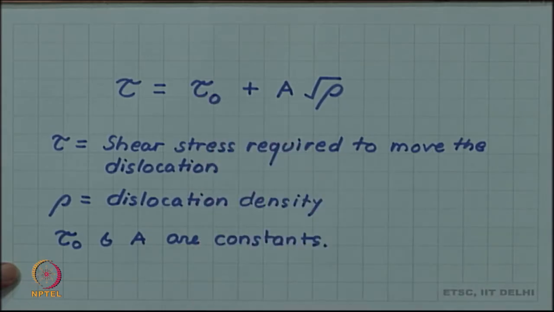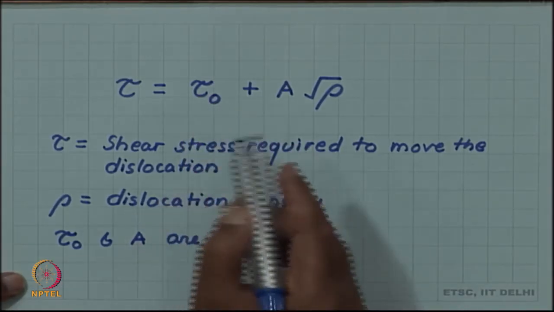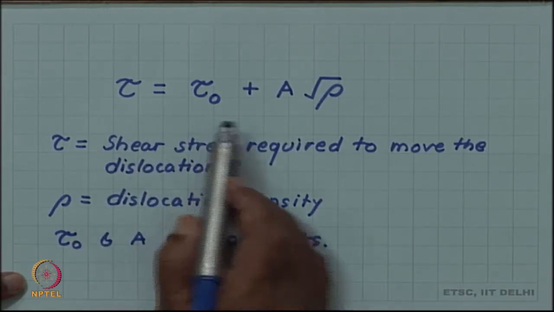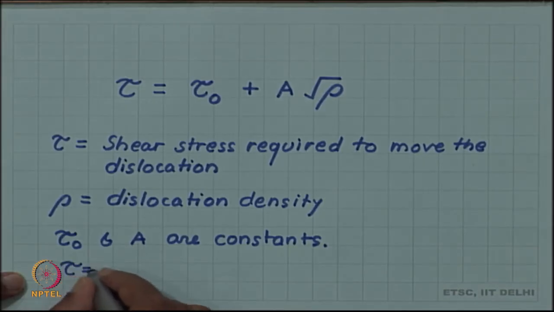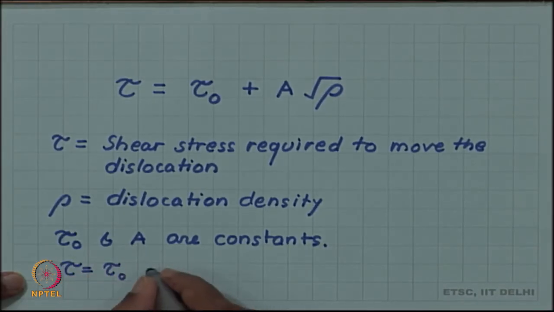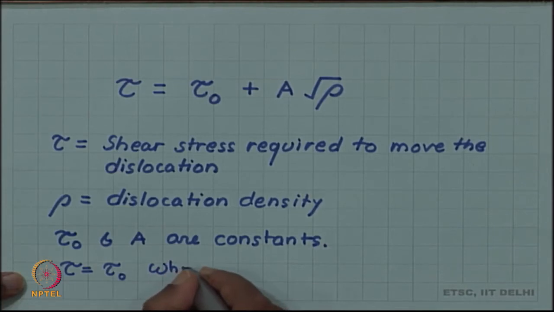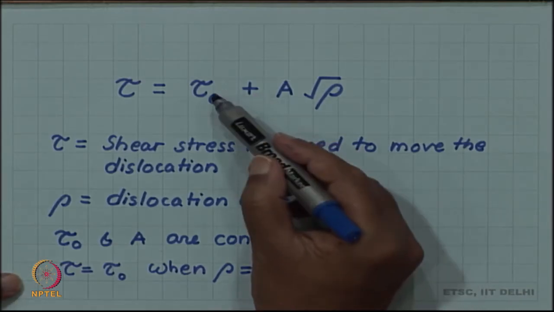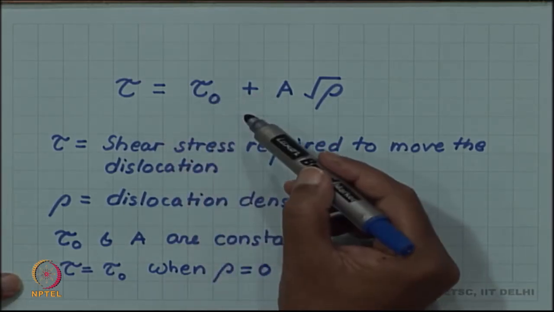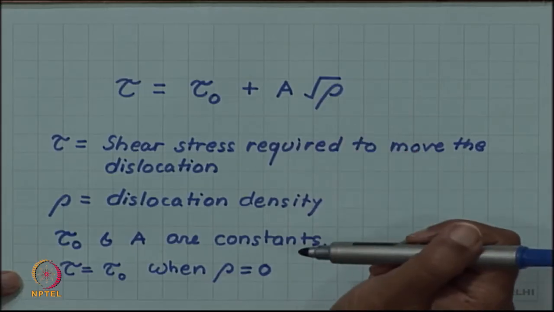A meaning to tau naught can be attached, because if you see that tau will be equal to tau naught if rho is 0. So, tau is equal to tau naught when rho is 0. So, in a sense tau naught is the resolved shear stress required at 0 dislocation density.